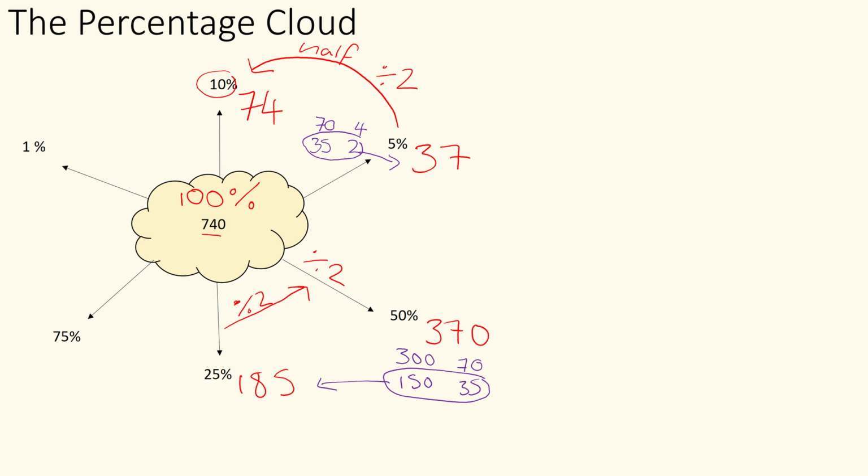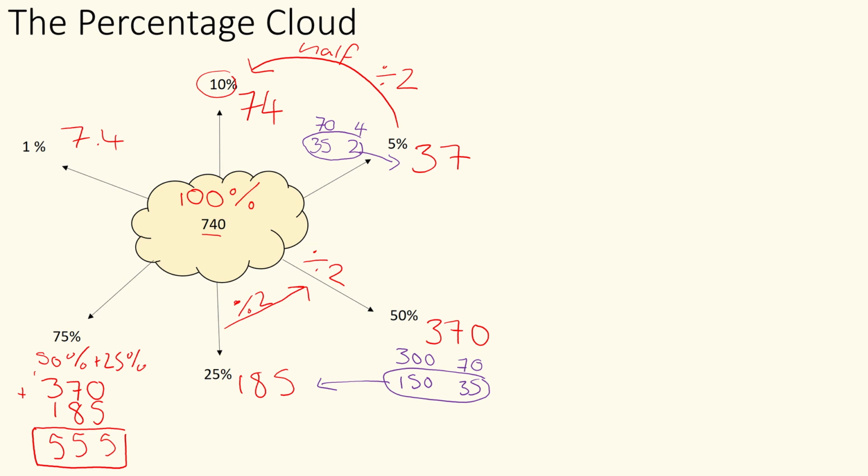Let's go back here. Now 75 is made up of 50% add 25%, so 50% is 370, 25% is 185, and then we just add these together, so that will give us 5, that's 15, and that's 5. So 75% is 555. Last but not least, the 1% we're dividing by 100, so it's at the end, going two place values, 1, 2, that will give us 7.4. So those are our percentages that we're going to need.